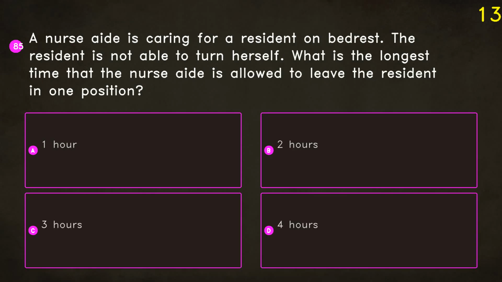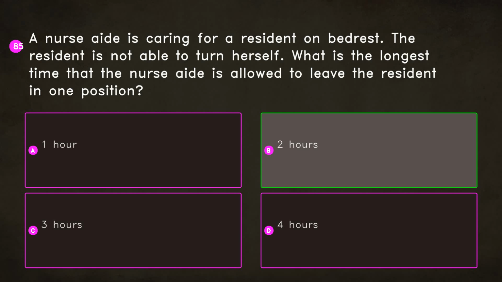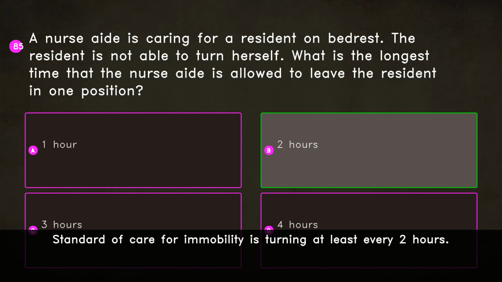Question 85. A nurse aide is caring for a resident on bed rest. The resident is not able to turn herself. What is the longest time that the nurse aide is allowed to leave the resident in one position? A. 1 hour. B. 2 hours. C. 3 hours. D. 4 hours. The correct answer is 2 hours. Standard of care for immobility is turning at least every 2 hours.